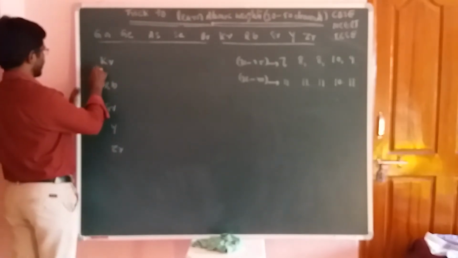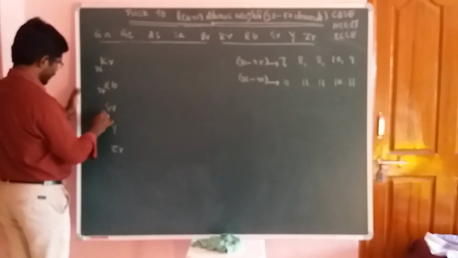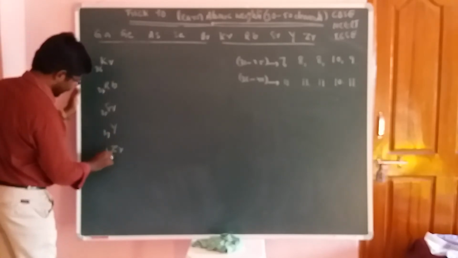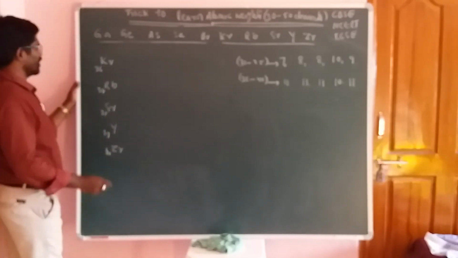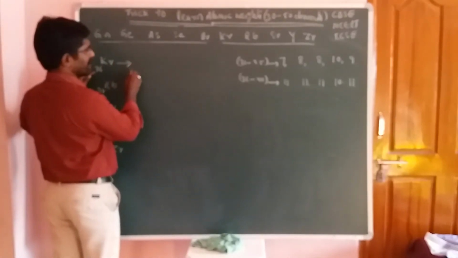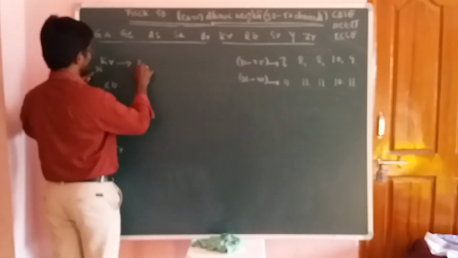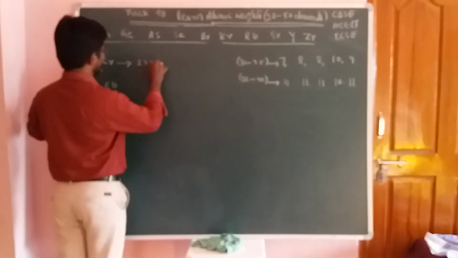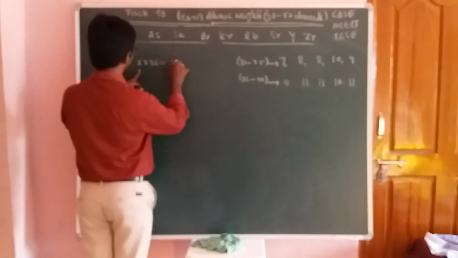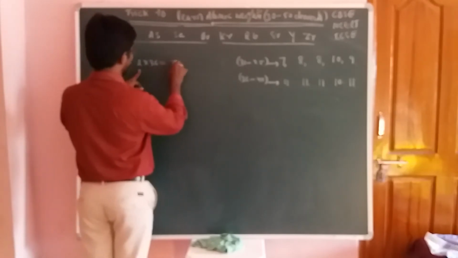Now atomic number 36, atomic number 37, 38, next 39, and next one 40. Students, now a simple thing. First of all you have to multiply each and every atomic number by 2. So 2 into atomic number 36 gives 72. Am I right? 72.